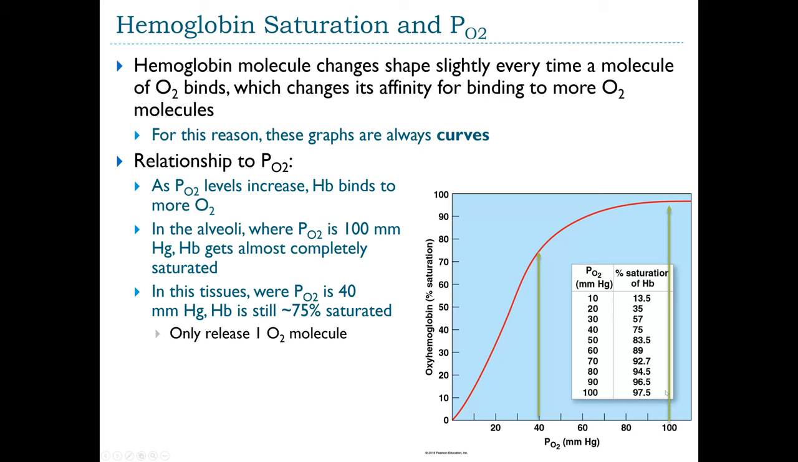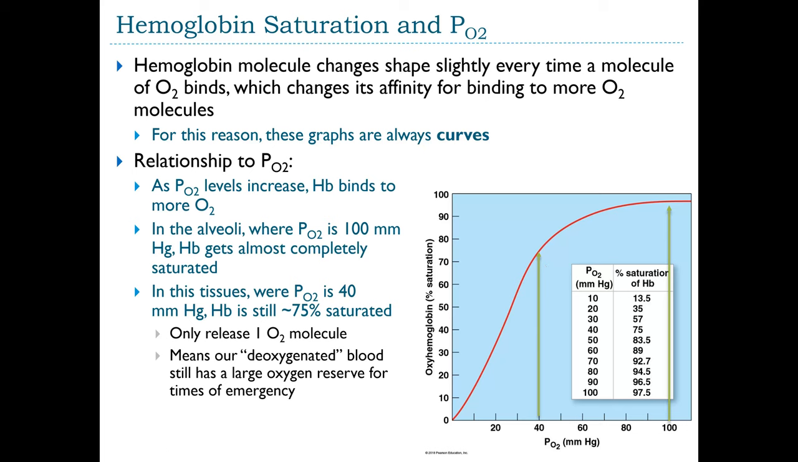So technically, when the blood cells go from the lungs out to our tissues, when they get to the tissues, they're only letting go of 1 oxygen molecule. They're still holding on to 3 oxygen molecules. So even though we talk about blood being deoxygenated, technically it's not completely deoxygenated. It still has a large oxygen reserve that can be released in times of emergency.